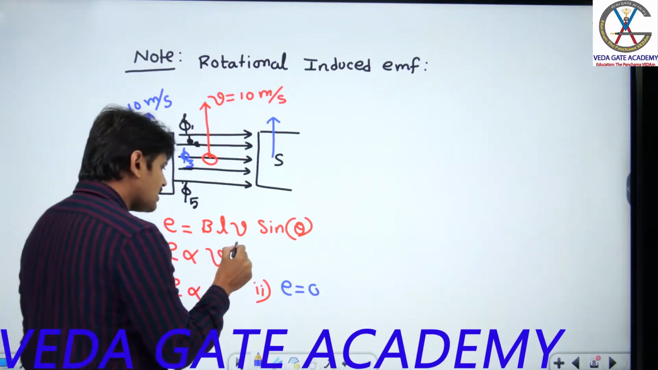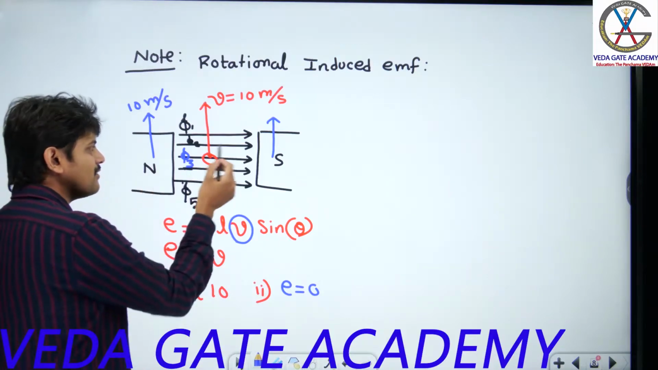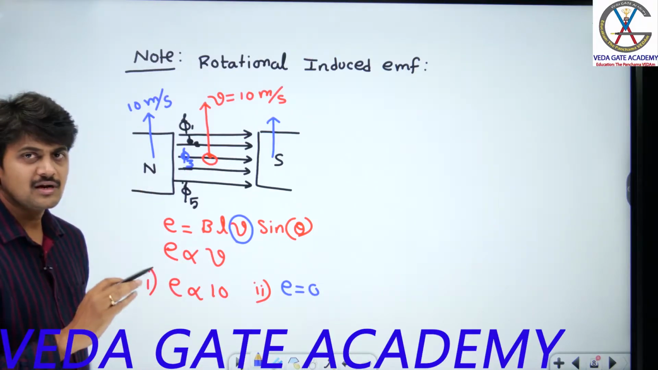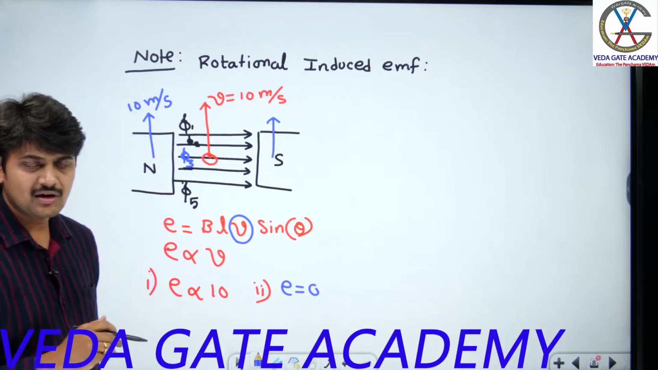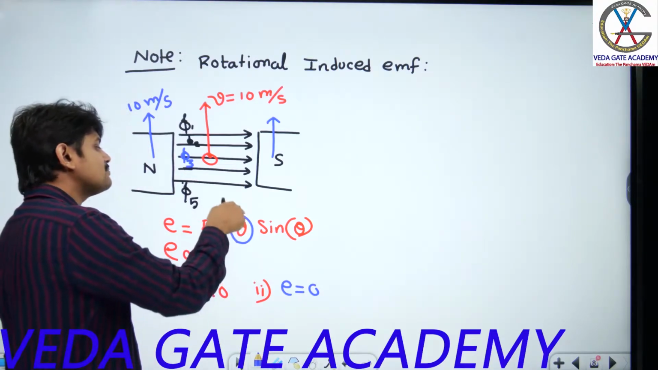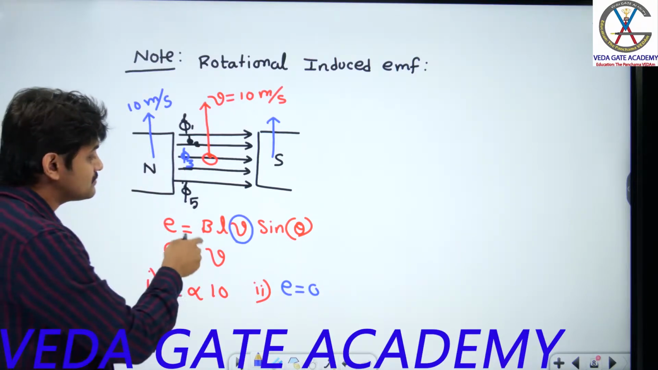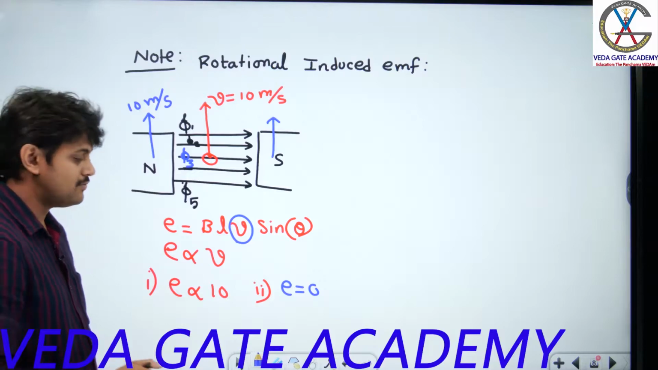So do I need to consider this V as the velocity of the conductor or the velocity of the magnetic field? It is not either the velocity of the conductor or the velocity of the magnetic field. It is the relative speed between the magnetic field and the conductors. Okay, it is the relative speed between the magnetic field and conductors.